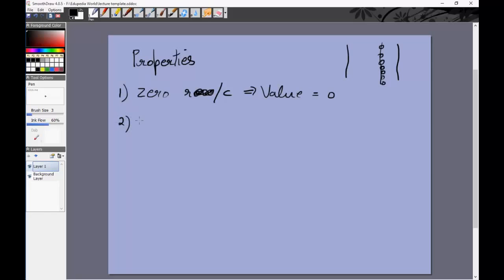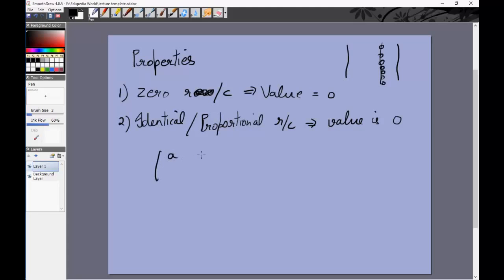The second is identical or even proportional rows or columns means the value is 0. It's easy to see that for a 2 cross 2 matrix, if you have A, B, let's say, 2 identical rows, then the value will be AB minus AB, which will be 0. So it's easily proven for a 2 cross 2 matrix.